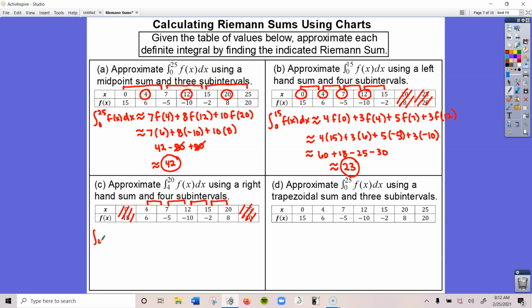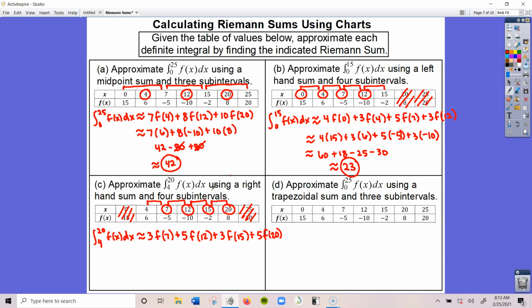We have here the integral from 4 to 20 of f of x dx is approximately, now we're going from 4 to 7, so my base is 3, and I need to use the right sum, so f of 7, plus my second rectangle from 7 to 12 has a base of 5, and we're using the height of f of 12, plus the base from 12 to 15 is 3, and we're using the height of the right side, which is f of 15, plus from 15 to 20 is 5, and we're using the height of f of 20.